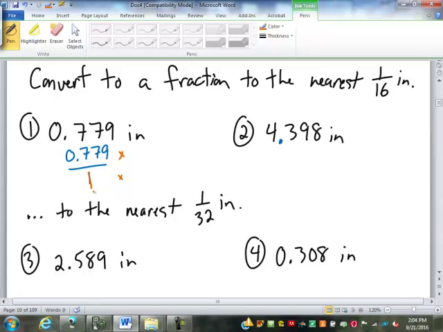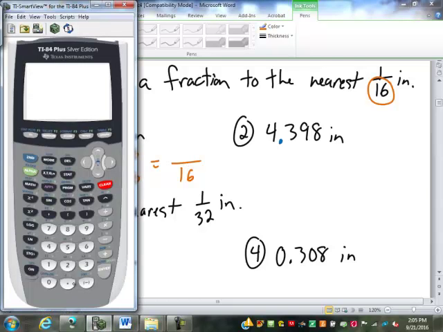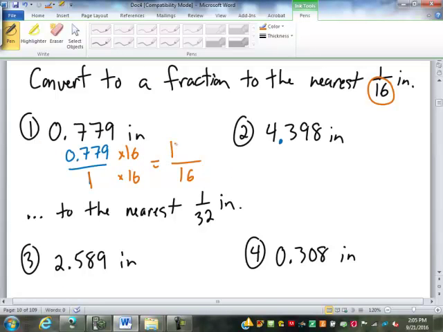Right now we have a denominator of 1. We want it to be 16. So how do we change that? Multiply by 16. There we go. I heard somebody whispering it in the back of the room, but so 1 times 16 is 16. Now our 0.779 times 16 is 12.464, good.